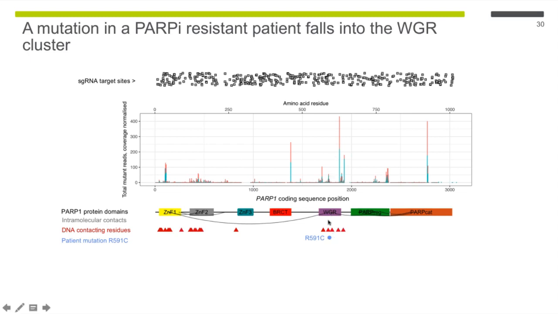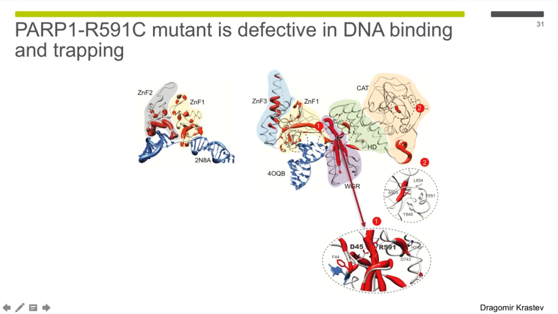But when we mapped it onto our mutation data from this screen, you can see that this R591C mutation really fell into one of these WGR domain clusters that were highly mutated in the resistant population, suggesting that it might indeed be very important for the function of PARP1 and for trapping. And if you look at that on the 3D structure, again, R591C is right in the middle of this bundle that we think is involved in transmitting the signal to the catalytic domain. So that suggested that this R591C mutation may be deficient in trapping or in DNA binding.